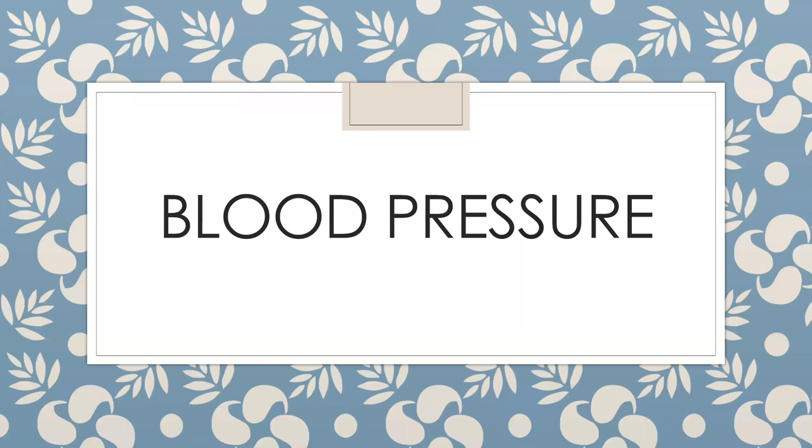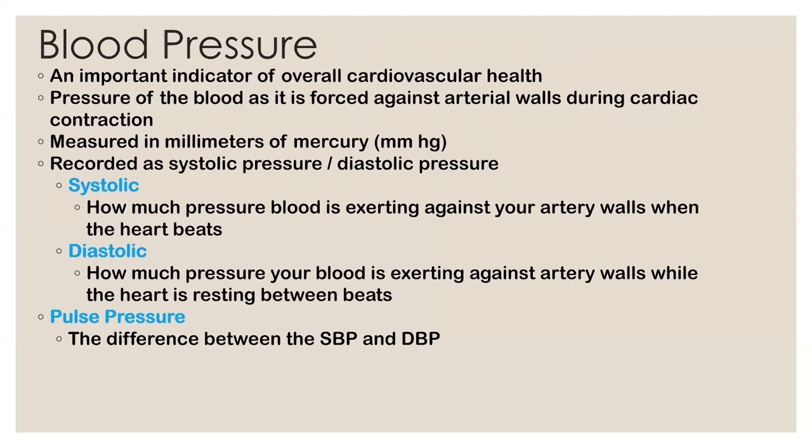All right, moving on to blood pressure. So blood pressure is an important indicator of overall cardiovascular health. Okay, the pressure of the blood as it is forced against the arterial walls during a cardiac contraction is your blood pressure. It's measured in millimeters of mercury, and it's recorded as two numbers: a systolic pressure, which is your top number, and your diastolic pressure, which is your bottom number. So 120 over 80, your systolic would be 120, your diastolic would be 80, okay? So that's how it's recorded.